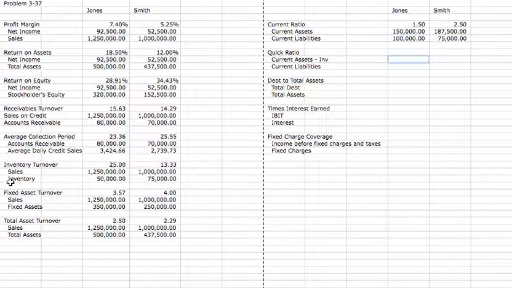Let's take a look at quick ratio, because that can sometimes help us eliminate inventory as an issue, right? It's current assets minus inventory. So for Jones Corporation, that's cash and accounts receivable. And for Smith Corporation, that's cash, marketable securities, and accounts receivable. Alright, and current liabilities are the same.